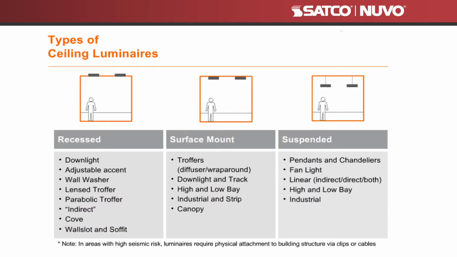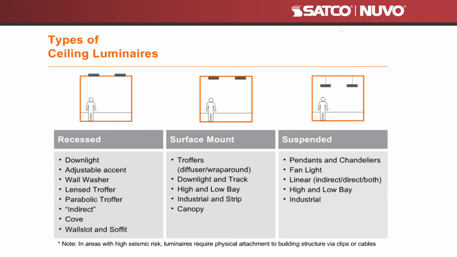So what types of fixtures are there? I'm sure you've heard of many of these. There really are three different categories of commercial fixtures for interiors. There's a recessed fixture, which goes above the ceiling plane, and they have a variety of names: a downlight, an accent light, a wall washer, a lensed or parabolic troffer, which are extremely popular, an indirect light that uses the ceiling to bounce the light and use it as a reflector, a cove light, which lights up certain parts of ceilings, and wall slot or soffits. They are all above the finished ceiling.